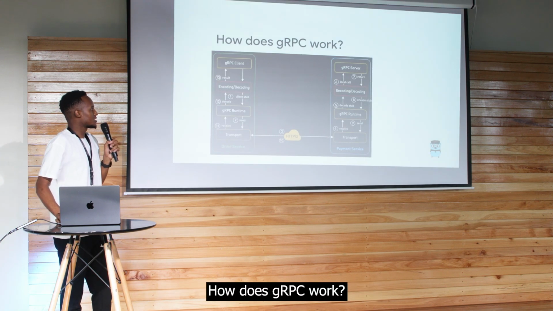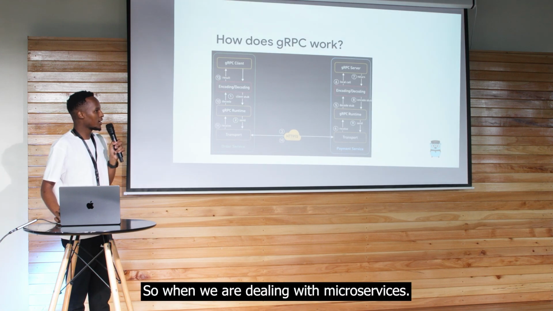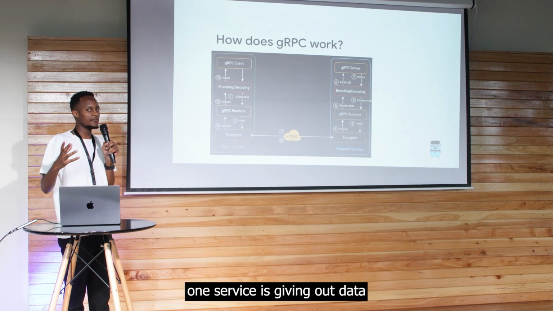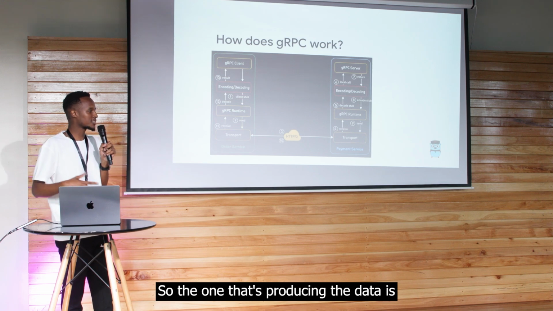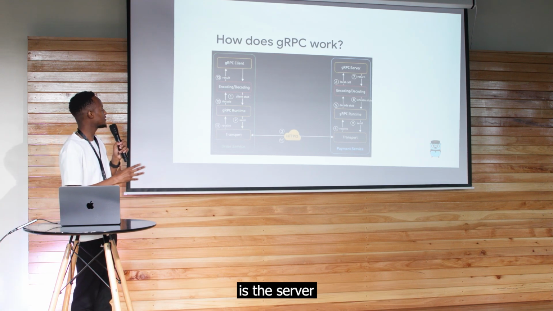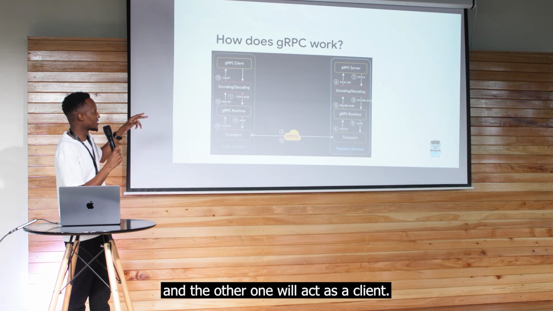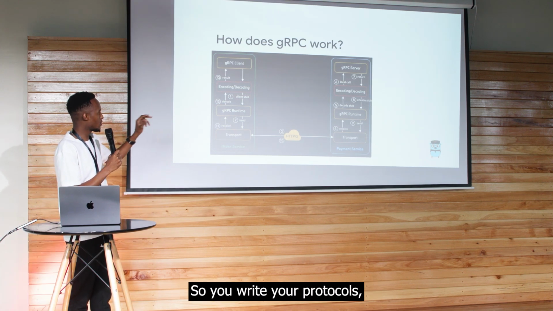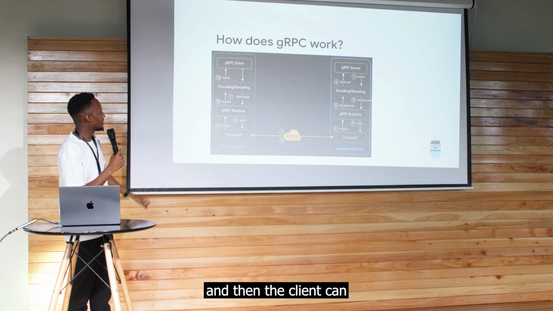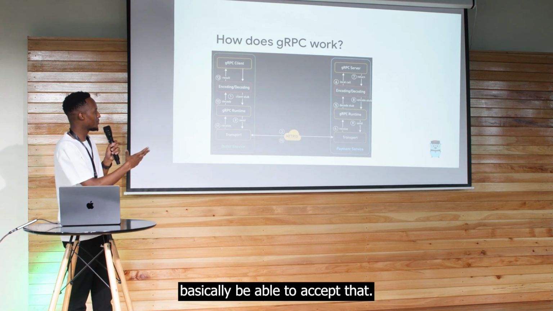How does gRPC work? When you're dealing with microservices, of course, one service is giving out data and maybe another service wants to read data. The one that's producing the data is the server, and the other one will act as a client. So that's how it works. You write your protobufs, you generate the code, and then the client can access that.